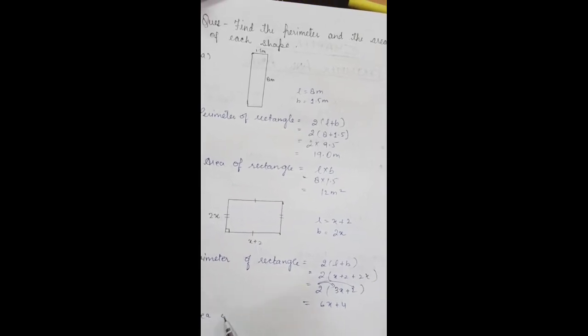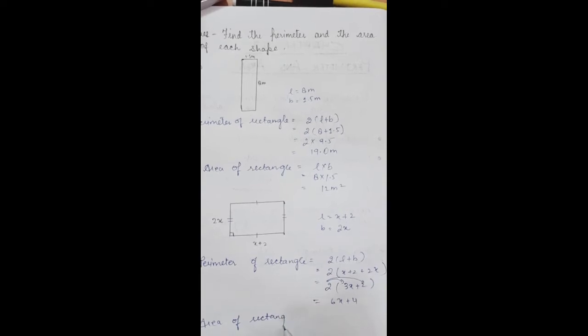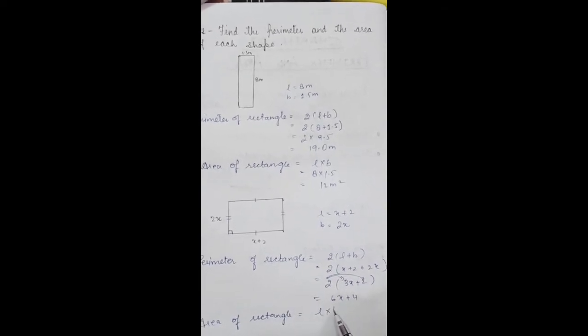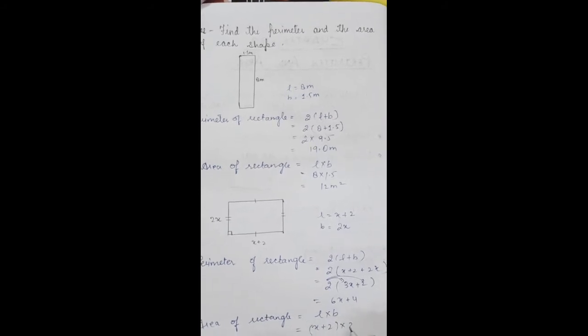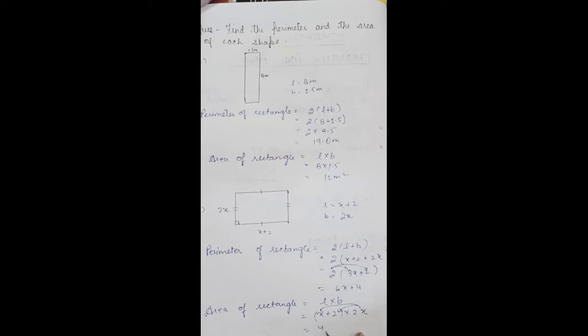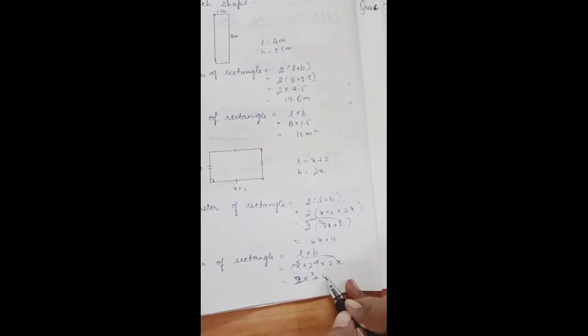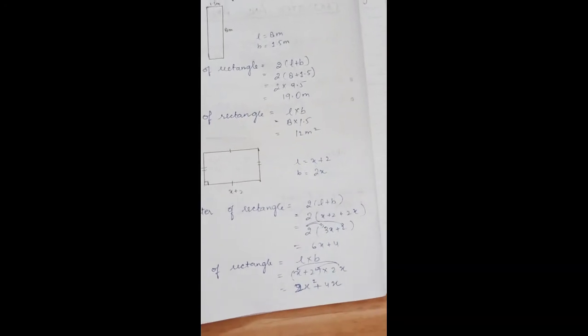Next, area of a rectangle. Area of a rectangle is equal to length into breadth. We have length x plus 2 and breadth 2x. So we multiply 2x by each term. Here we get 2x square plus 4x.